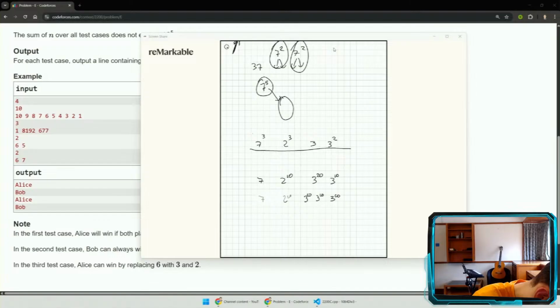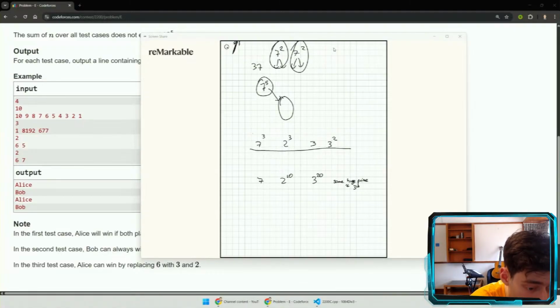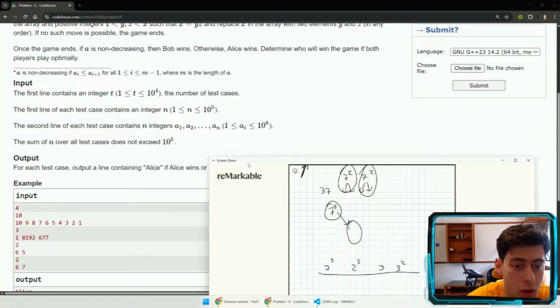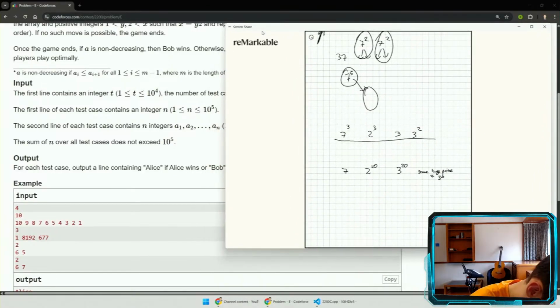And I don't know if Alice can stop that. Can Alice stop that? I mean, Alice can drop this, right? But what if this was some huge prime around 3 to the 10 instead? Wait, I haven't checked how big these numbers are, by the way. Up to 10 to the 6, okay. So if this was some huge prime up to 3 to the 10, then Alice cannot decrease this. So Bob making this move is just game over.